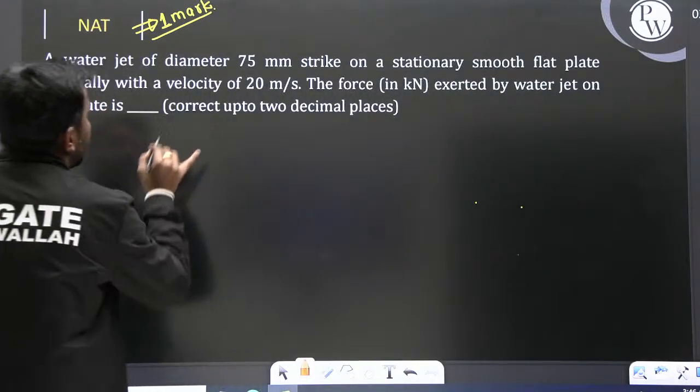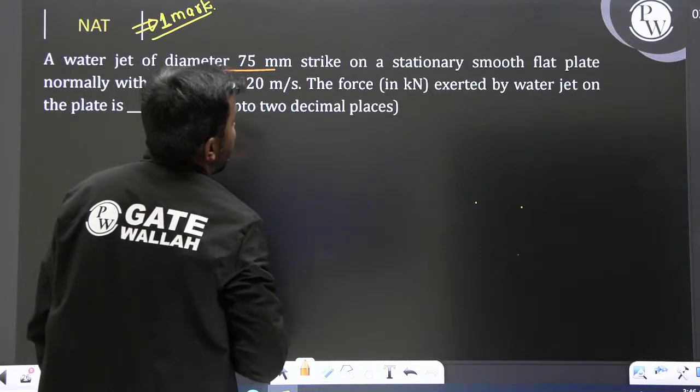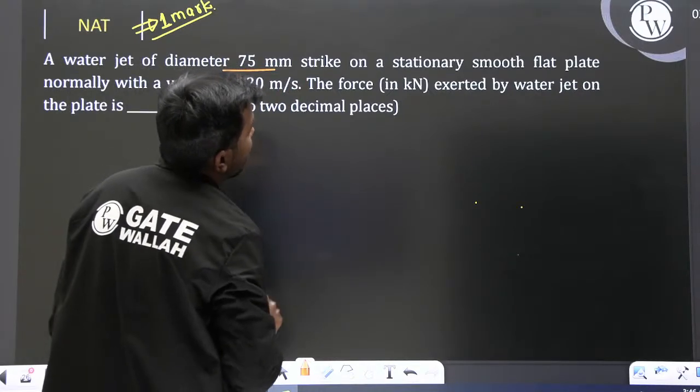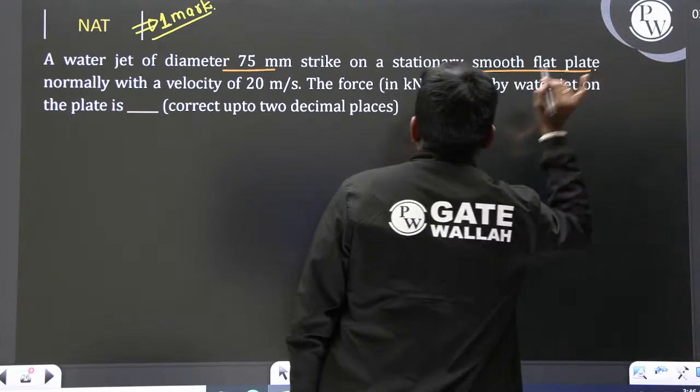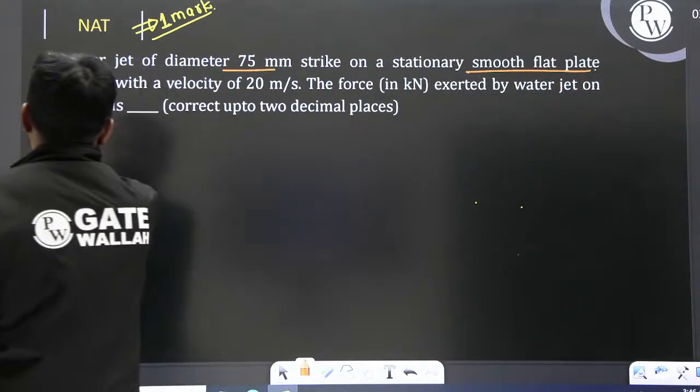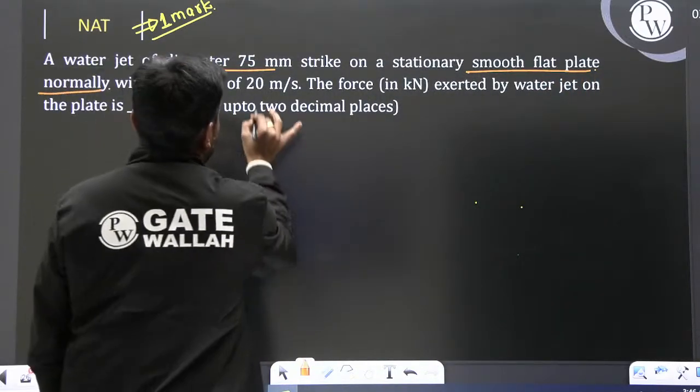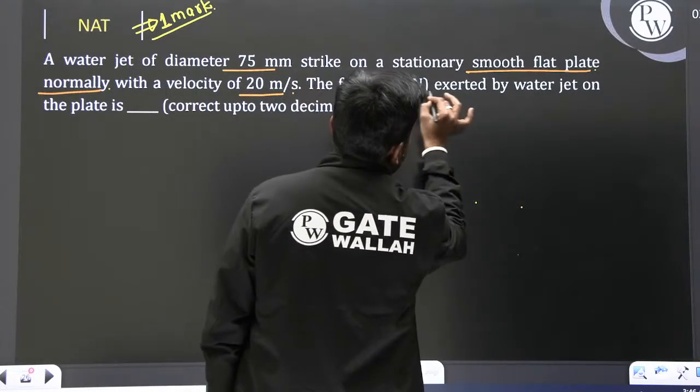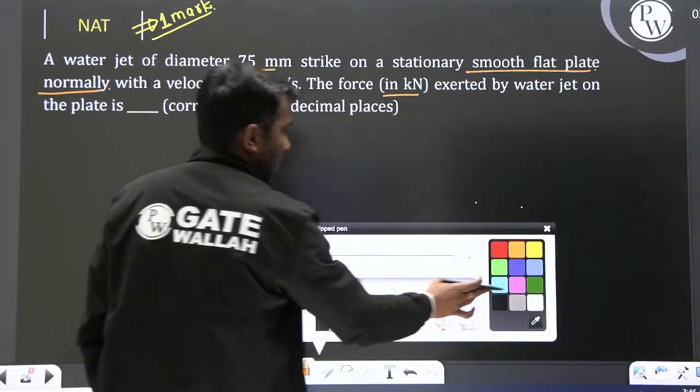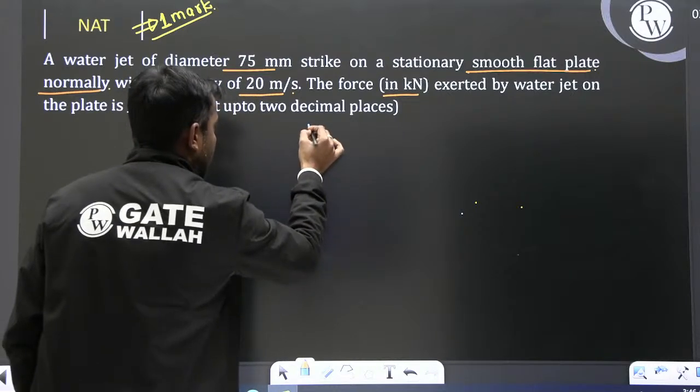A water jet of diameter 0.075 m strikes a stationary smooth flat plate normally with a velocity of 20 meter per second. Find the force in kilonewton exerted by the water. Okay, so let me draw the diagram first.